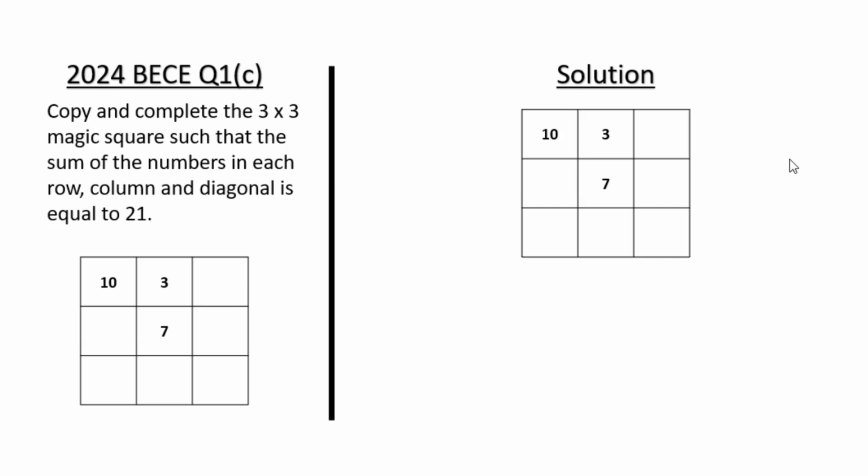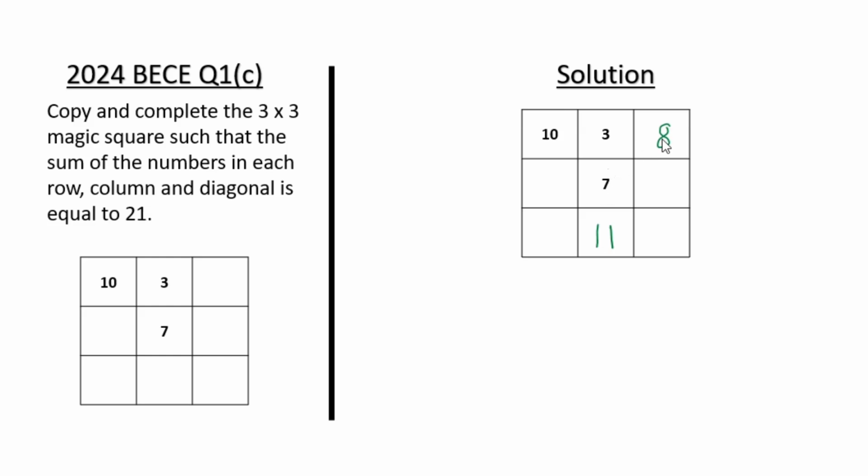So let's move on and then work. Now let's take the first row where we have 10, 3. So 10 plus 3 gives us 13. What do we add to 13 to get 21? And I think that is 8. So we write 8 here. Now let's take this vertical one. 3 plus 7 is 10. 10 plus what will give us 21, and that is 11.